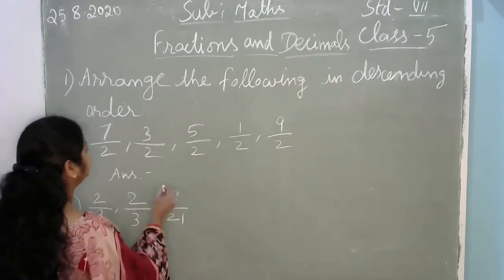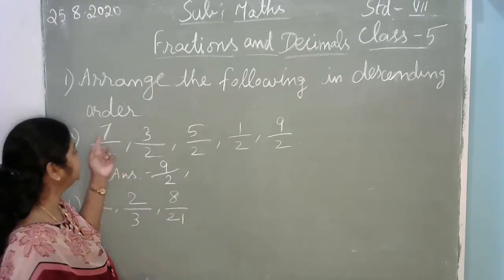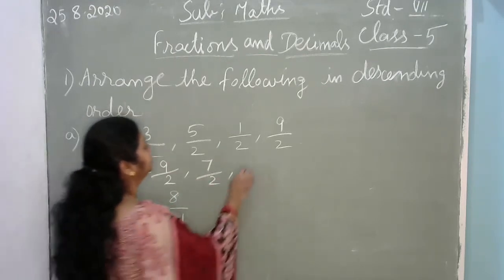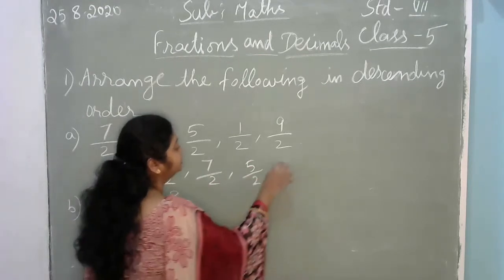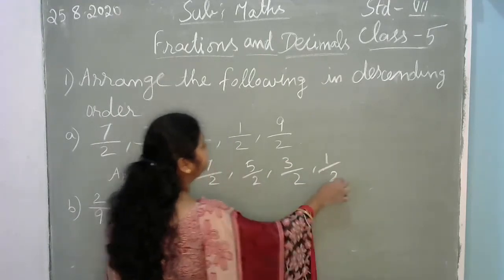So the first fraction becomes 9 by 2. And the second big number is 7 by 2, so 7 by 2 you should write. The third one is 5 by 2, the fourth one 3 by 2, and this one is 5 by 2.